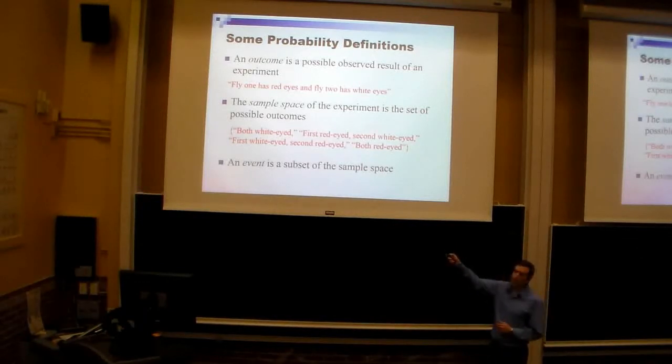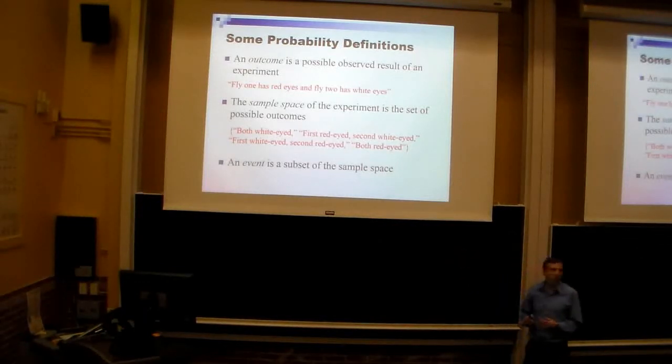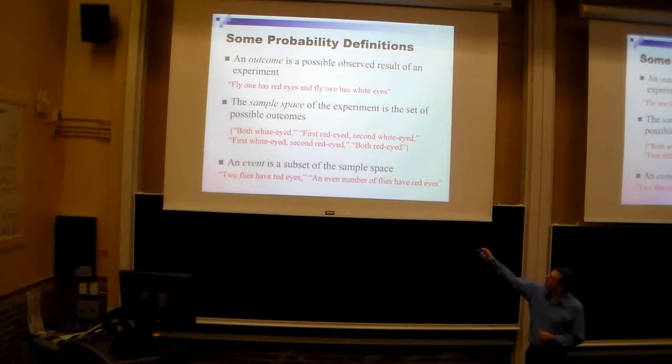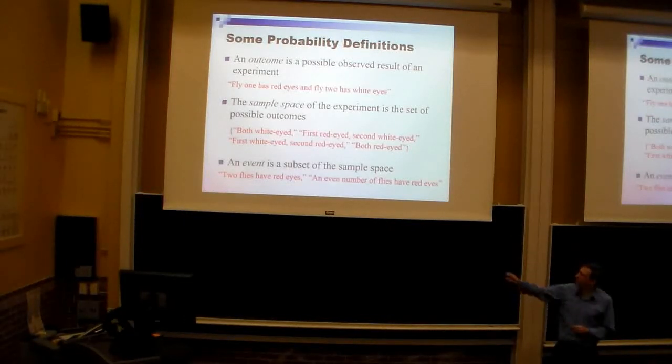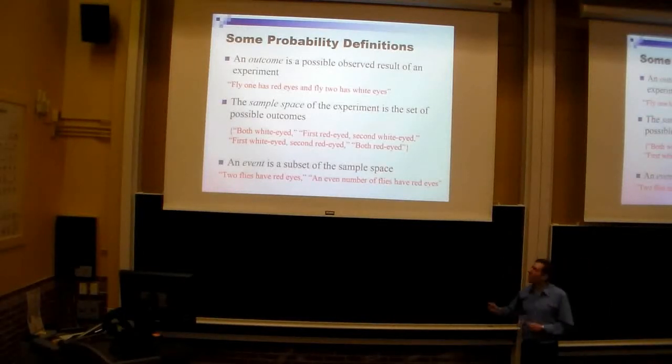So any group of zero or more of these possible outcomes is an event in the sample space. And we would often use an event as a shorthand to refer to some subset of the sample space. So two flies have red eyes is an example of an event. In particular, it's the event consisting of exactly the one outcome of two red-eyed flies. But an event can correspond to multiple outcomes. So one possible event is an even number of flies have red eyes. And that would be the event corresponding to two of the outcomes from the sample space. Can anyone tell me which two outcomes correspond to that event?